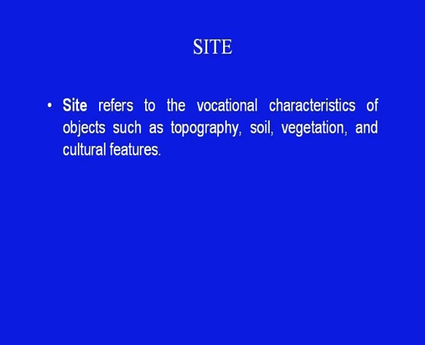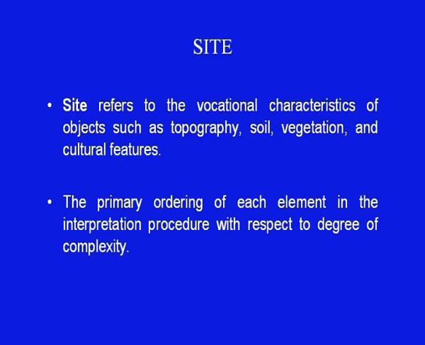Next is site. Site refers to the locational characteristics of an object such as topography, soil, vegetation and cultural features. This is very critical because depending upon the location of which the image is being examined, one may find that varying environmental and geographical locations may bring about a change in the representation of the information.